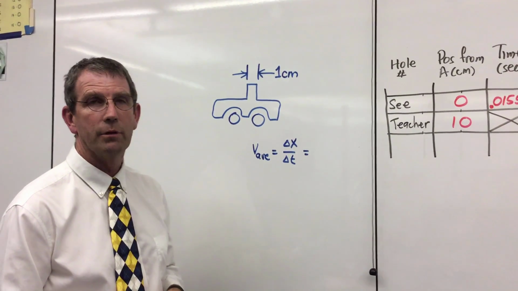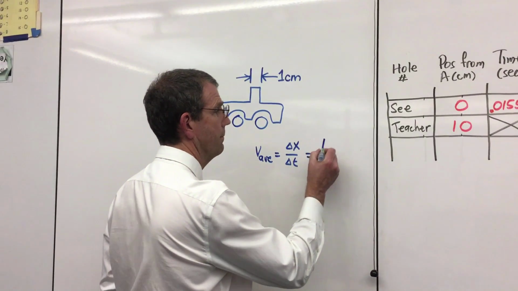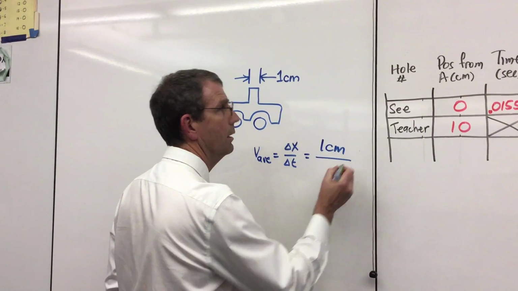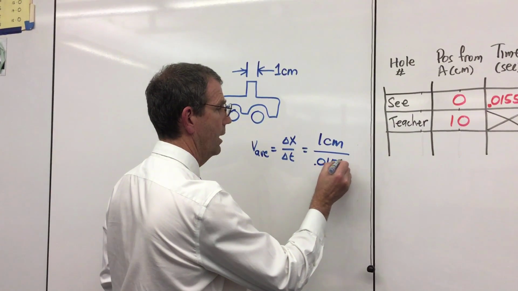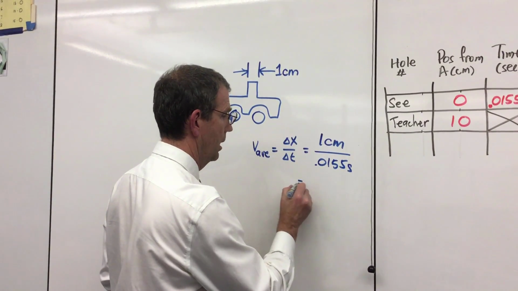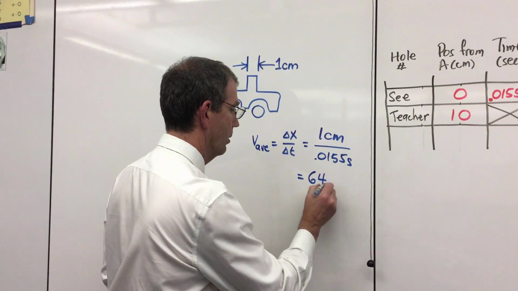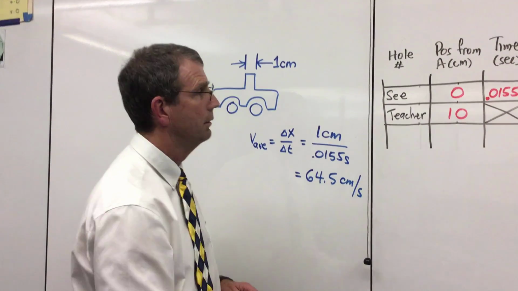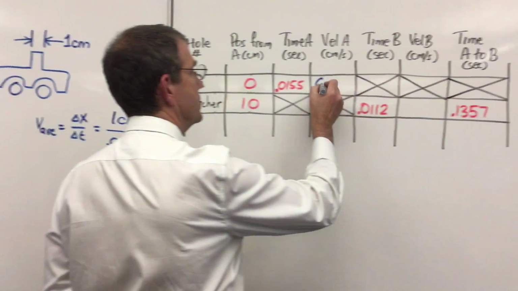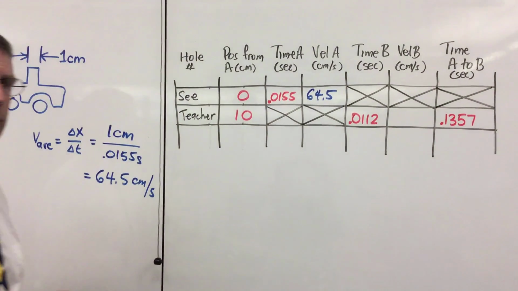Let's take a look at the velocity through photo gate A. My distance, 1 centimeter. The time it took, 0.0155 seconds. I'll put that in my calculator and I get a value of 64.5 centimeters per second. 64.5, I have my units, centimeters per second.